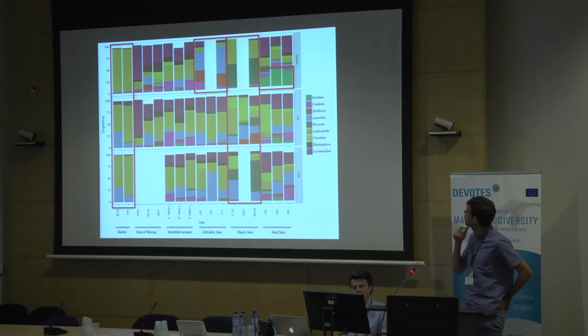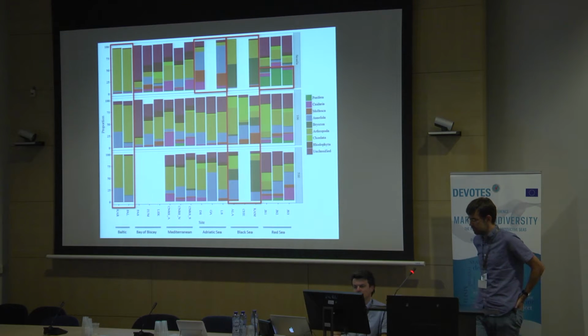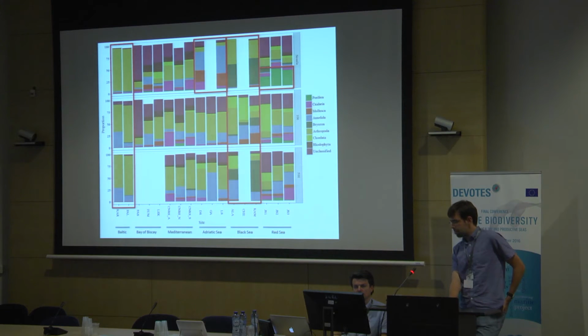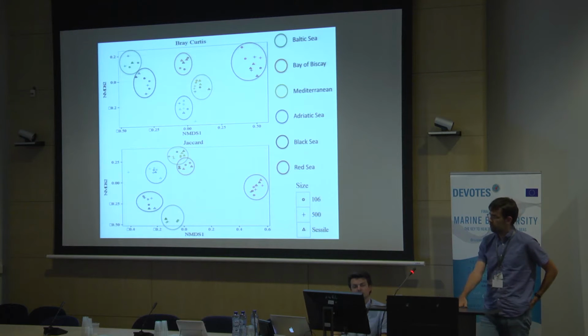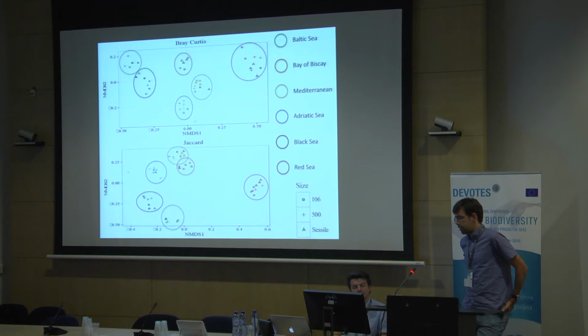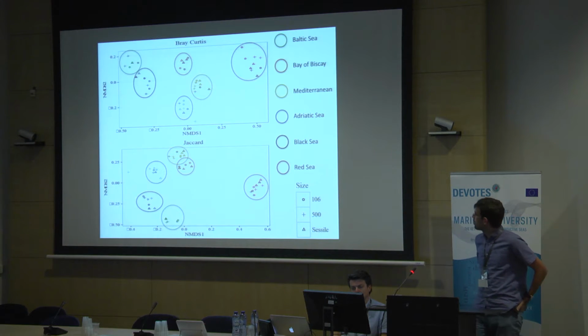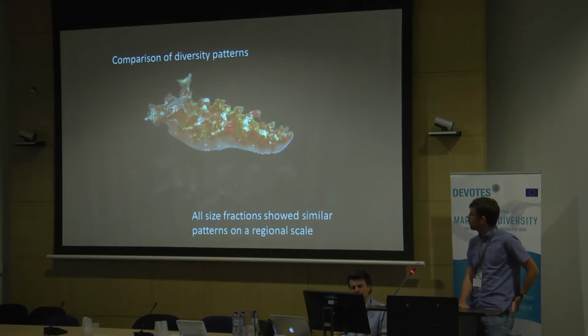So you've got your encrusting Porifera, for example, in the Red Sea, but then within the mobile fractions, you've got your differences. And then if you look at distance matrices, so we undertook Bray-Curtis and Jaccard distance matrices, you found that within a region, size fractions actually clustered more together, but there's distinct differences between the different seas. So it seems regional scale differences are more important.